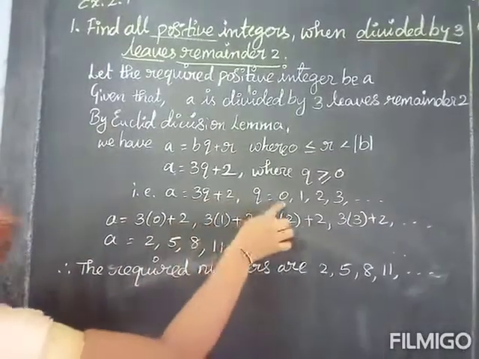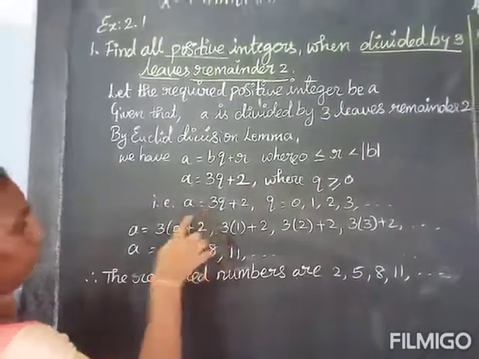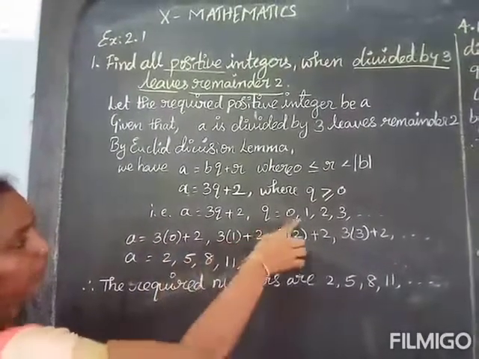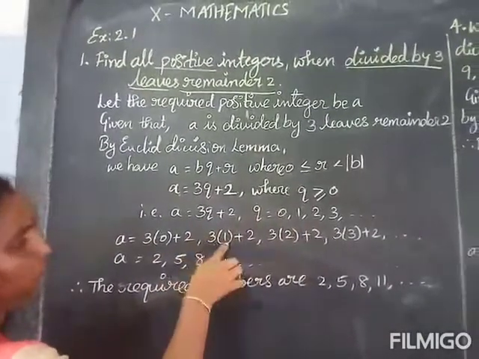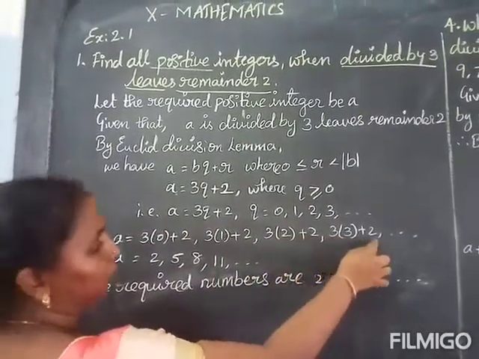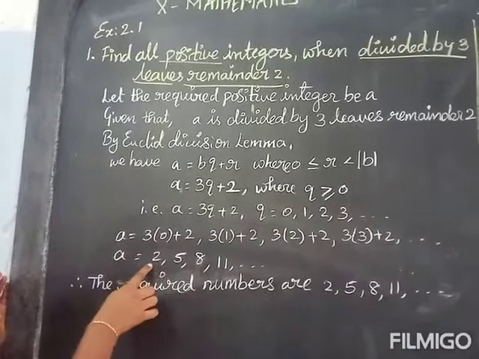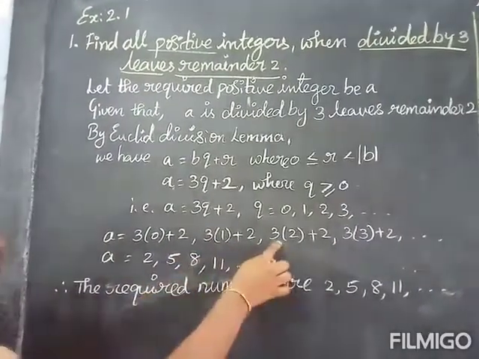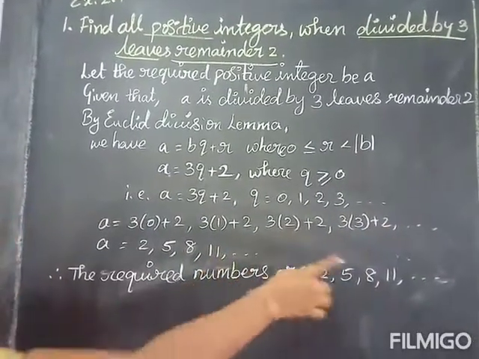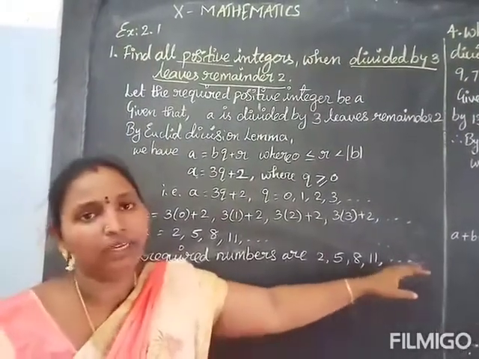Now we are going to substitute 0, 1, 2, 3 in this equation, then we will get the required numbers. So for q, first we take 0: 3 into 0 plus 2. Next we substitute 1: 3 into 1 plus 2. Next we substitute 2: 3 into 2 plus 2. Then 3 into 3 plus 2 and so on. 3 into 0 is 0, 0 plus 2 is 2. 3 ones are 3, 3 plus 2 is 5. 3 twos are 6, 6 plus 2 is 8. 3 threes are 9, 9 plus 2 is 11 and so on. Therefore, the required numbers are 2, 5, 8, 11 and so on.